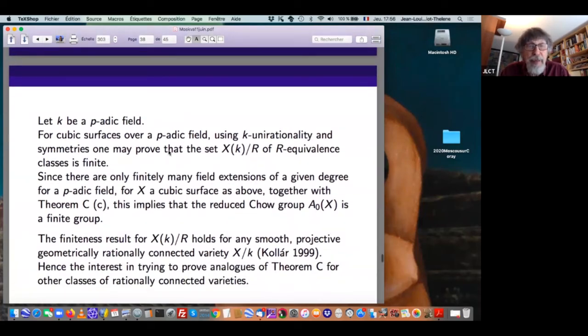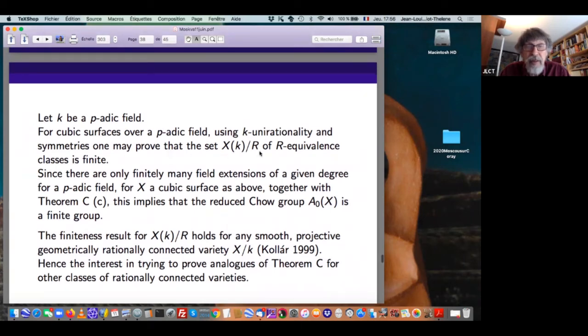Okay, so let me do a parenthesis, which I've added because I knew I could speak more than 1 hour. It's a parenthesis on p-adic fields. If I start with a cubic surface over a p-adic field, I can use K-unirationality and symmetries to prove that the set of orbit classes is finite. The idea is very simple: because your surface is K-unirational, you have a rational map from P2 to X, which is étale over some open set. So you have an étale map from an open set of P2 to X.